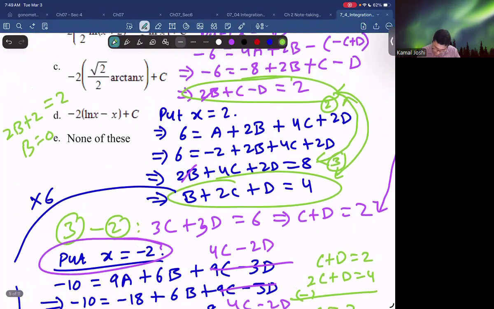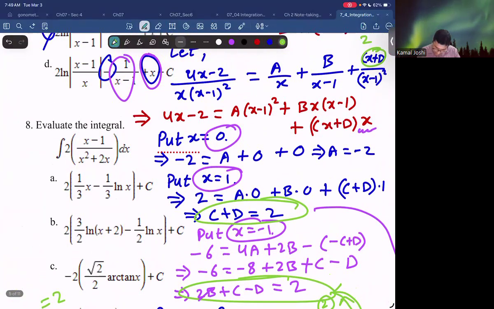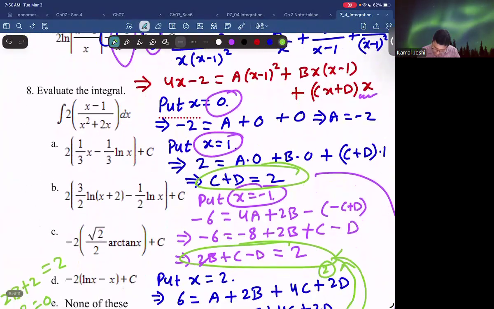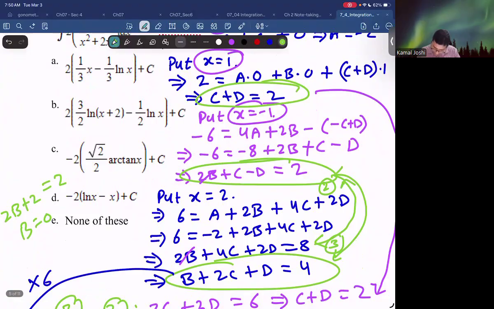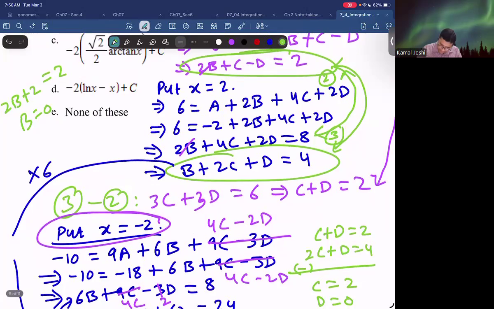Okay. All right. c plus d is 2. 2c plus d is 4, so c is 2, d is 0, which makes sense. But if c is 2 and d is 0, then b has to be 0.